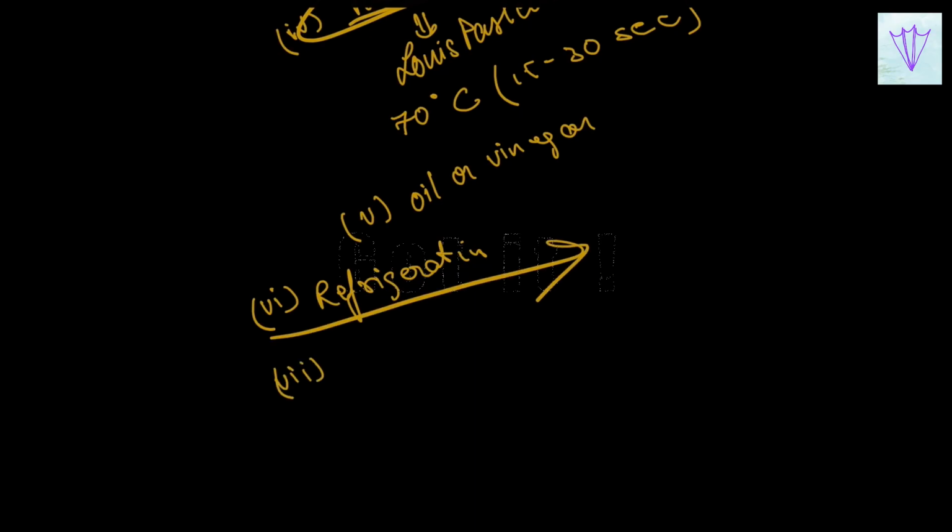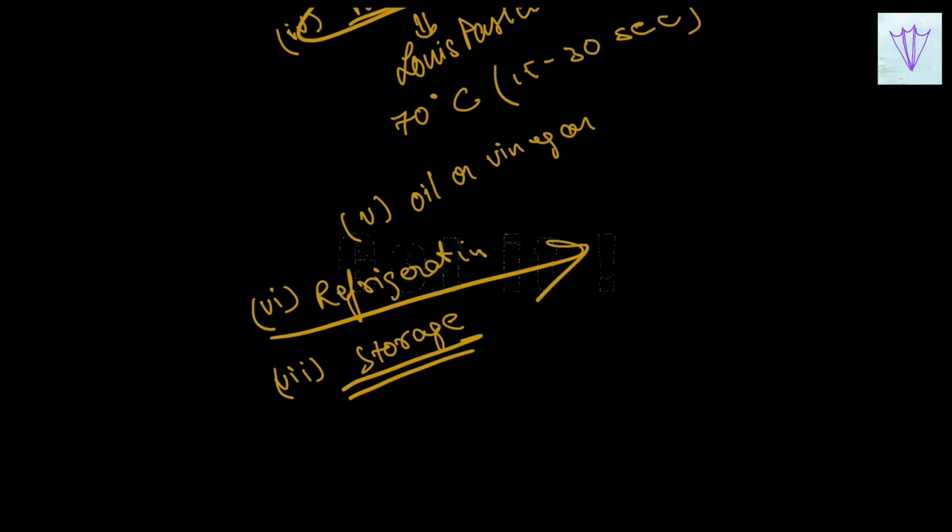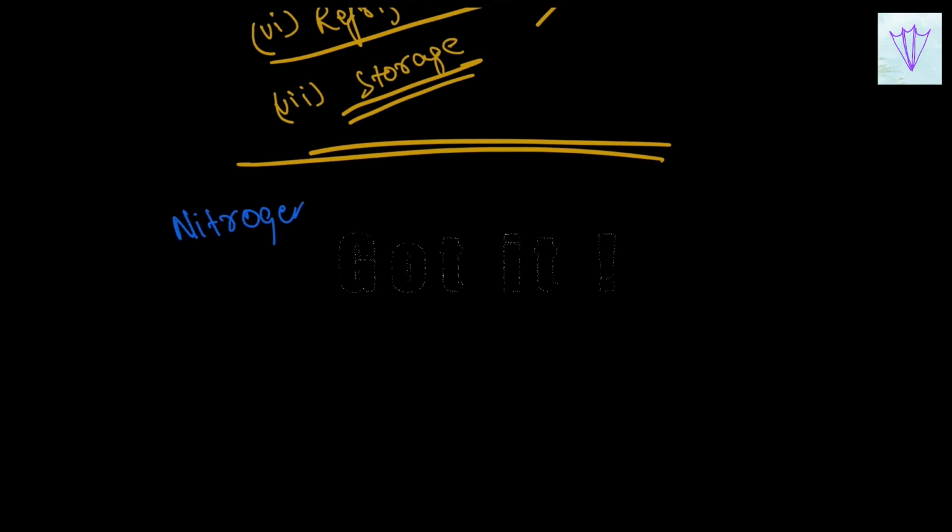Next is the storage and proper packing of food items. These days, dry fruits and even vegetables are sold in sealed airtight packets to prevent the attack of microbes. With this, we've understood the food preservation methods. Now, we'll understand what is nitrogen fixation.